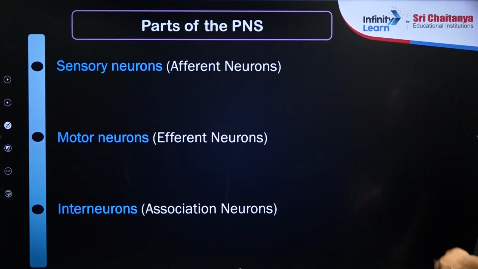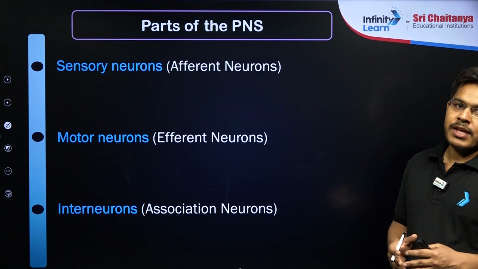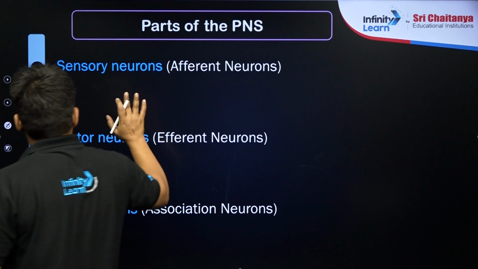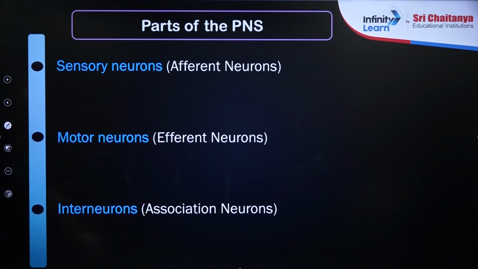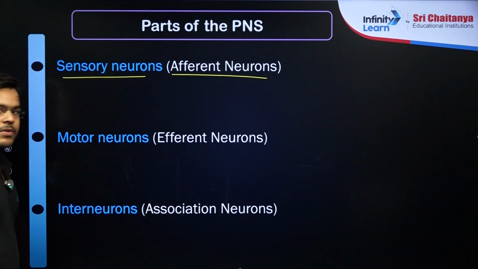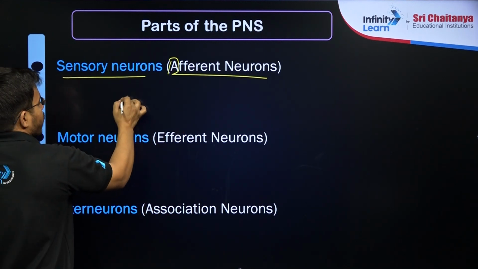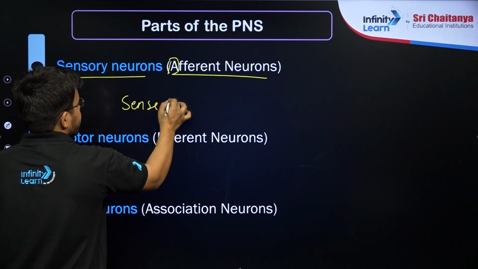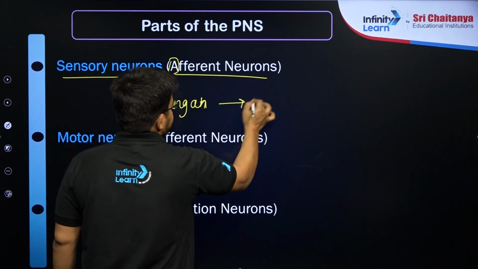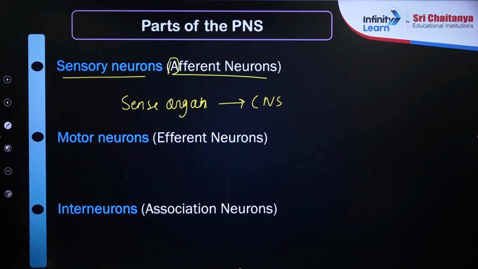After that, students, one more type of division we can do on the basis of the direction of the message nerves are taking in this particular PNS. So in the PNS there will be three types of nerves or neurons, you can say. First of all, sensory neurons are there, that we also call afferent neurons. Spelling will be starting with A. These neurons carry messages from sense organs, that is going to be eye, ear, nose, etc., to the CNS. So these are going to be, students, the sensory neurons or the afferent neurons.